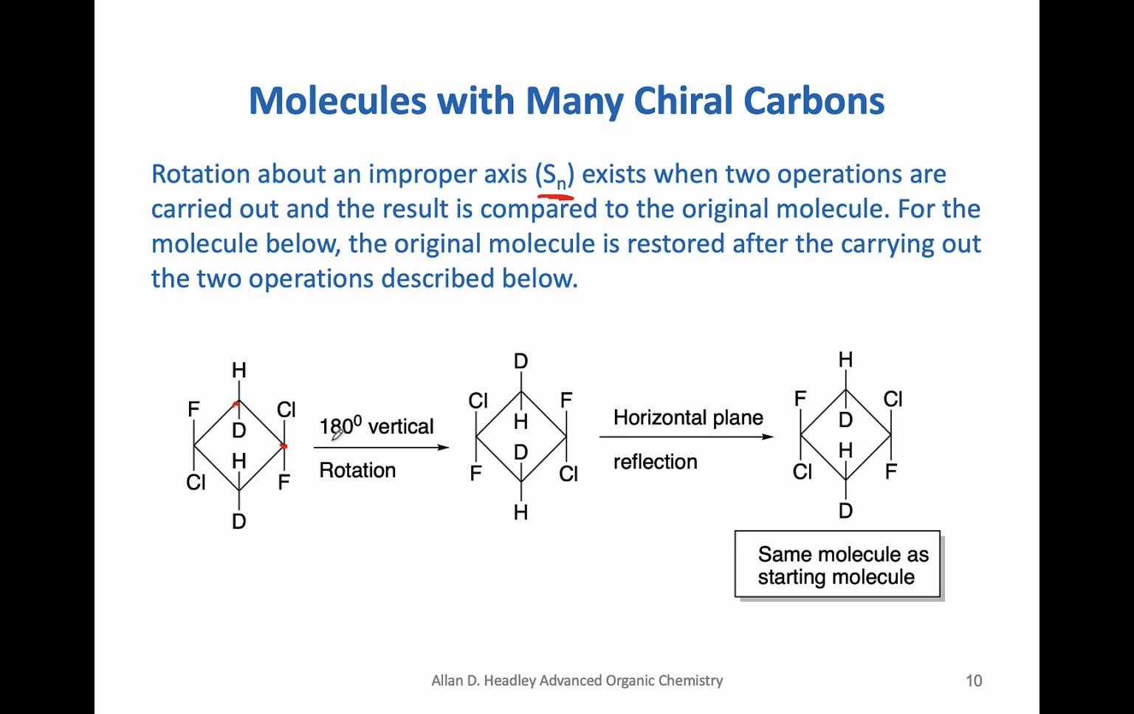So here we have a 180-degree vertical rotation. So rotate this, you get this. And then we have a horizontal reflection. So reflect across from each other here, and what you'll get is this. Notice that this molecule is the same as that. So we have in fact carried out a symmetry element here, the SN, and we get the same molecule, therefore that molecule would be symmetric.